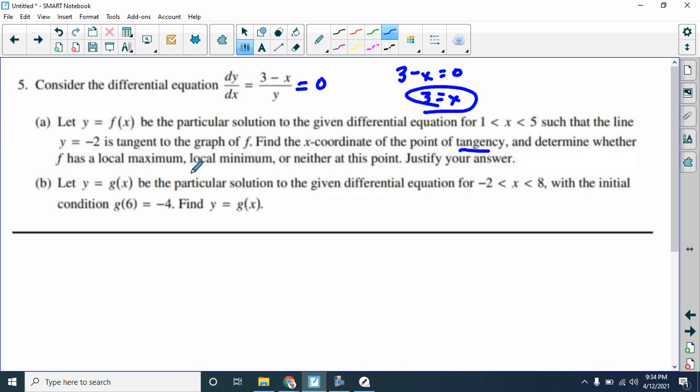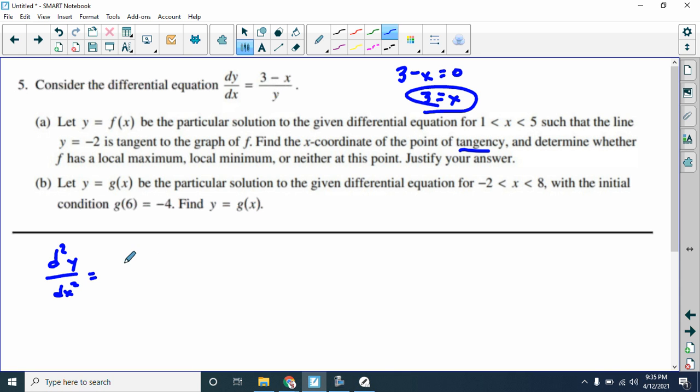Determine whether it's a max, a min, or neither one. In order to be a max or a min, the slope needs to be 0, which it is. At x equals 3, the slope is indeed 0. To find out if it's a max, min, or neither, we need to work with the second derivative. So we are going to take the derivative of this. So the second derivative, d squared y over dx squared, use the quotient rule.